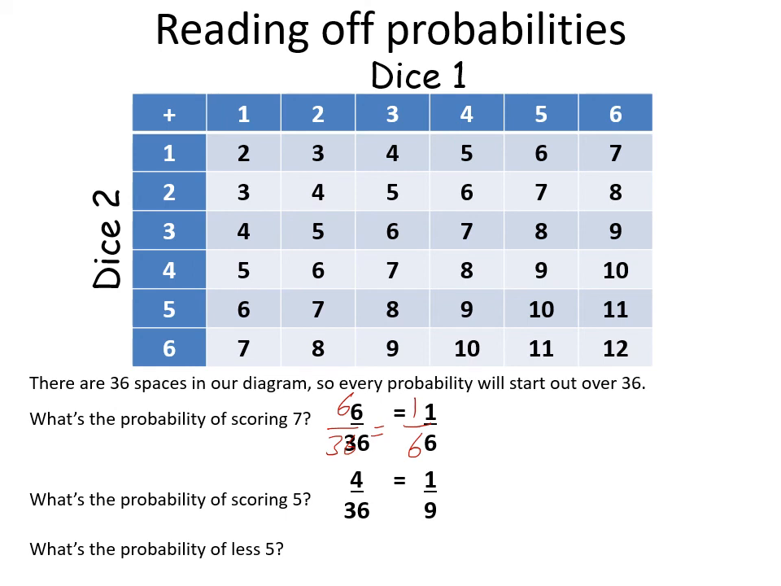And what is the probability of scoring less than 5? Less than 5 means 4, 3 and 2, so we need to count how many of them there are. It's 6 out of 36. Again, the probability for less than 5 is 1 over 6.